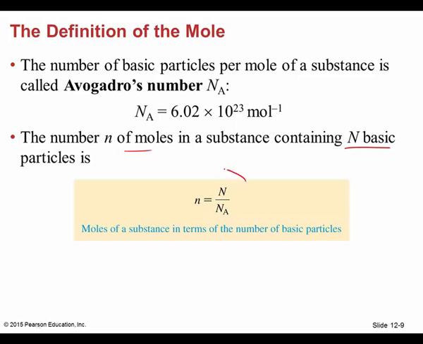So this is how we find the number of moles based on the number of particles. If you have a million particles, how many moles do you have? Well, divide a million by 6.02 times 10 to the 23rd, and you get the number of moles, okay?